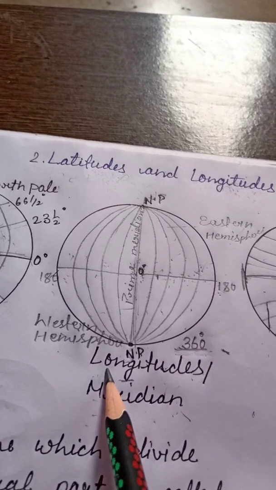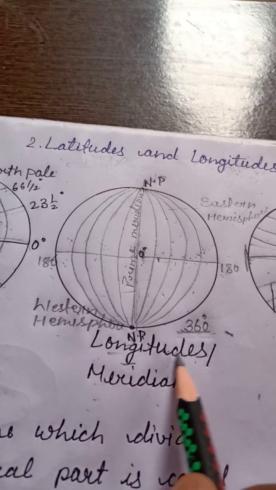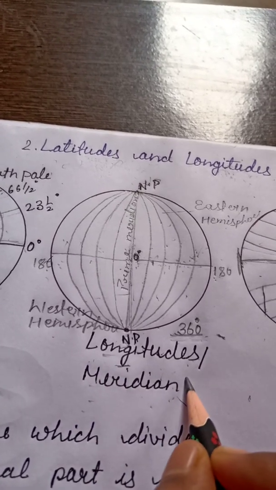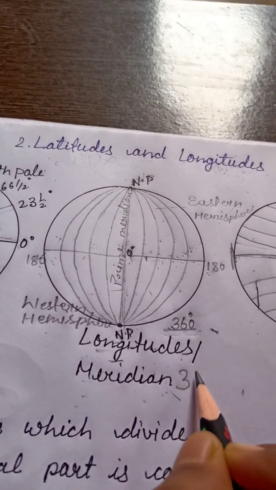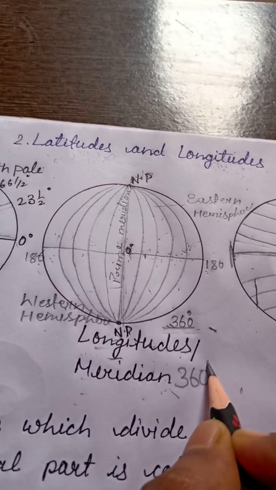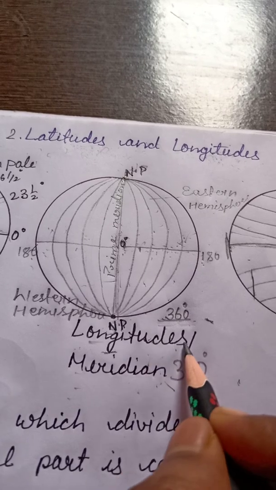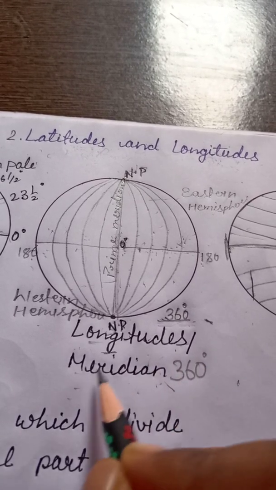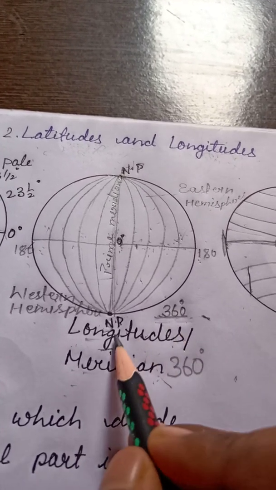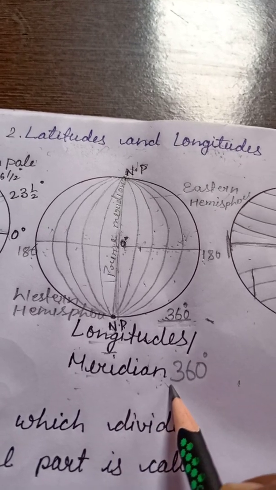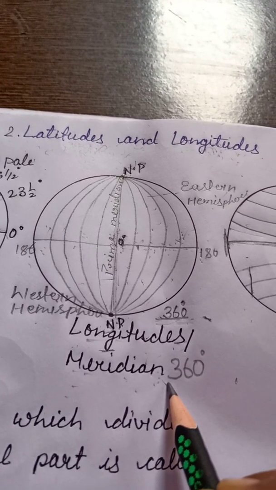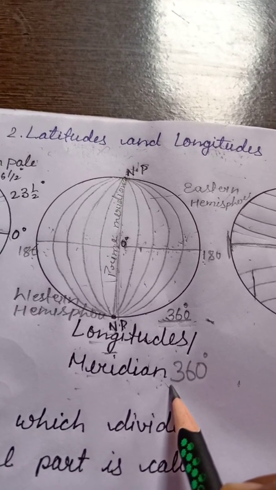Then the question is, how many longitudinal lines are there on the earth? There are 360 longitudinal lines found on the earth, and a longitudinal line is also known as a meridian. Clear? That is about the meridians or longitudes.